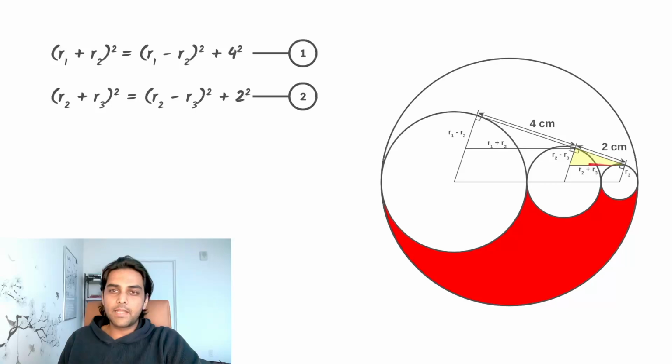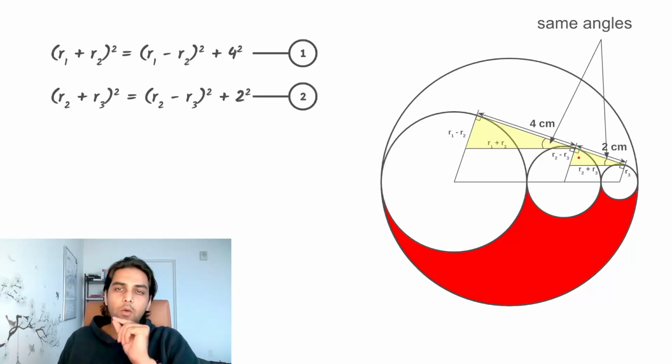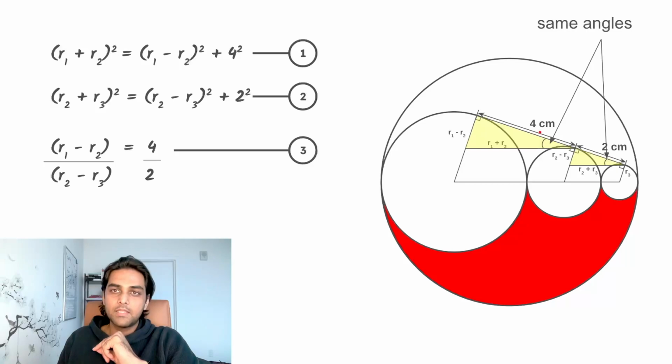Now, because this line segment is parallel to this line segment, one way to say that this line segment and this line segment are part of the same line or the same common tangent is by saying that these two angles are going to be the same angles. Now, once you are at this point, you can say that these two triangles are similar because both are right angle triangles and both have one angle the same. And that means that the ratio of their sides are going to be the same. Let's write that down as (r1 minus r2) divided by 4 is equal to (r2 minus r3) divided by 2.